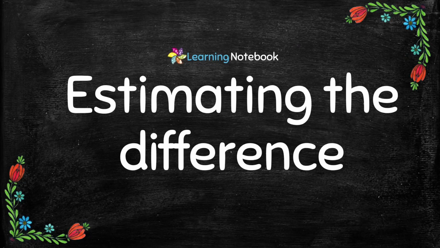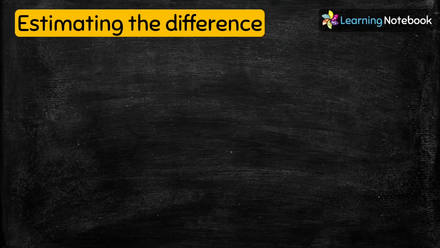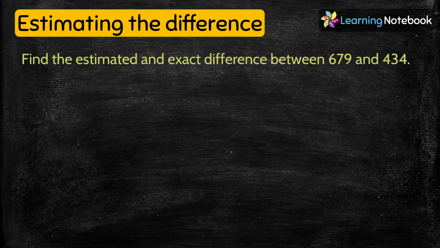So students, this is how we check subtraction with the help of addition. Now let's learn how to estimate the difference. Students, we will estimate the difference in the same way as we did estimating the sum. That is, we will round off the numbers. So let's do a question. Find the estimated and exact difference between 679 and 434.